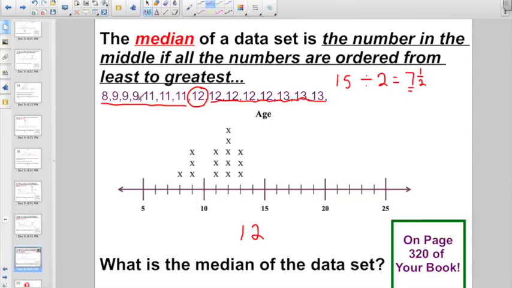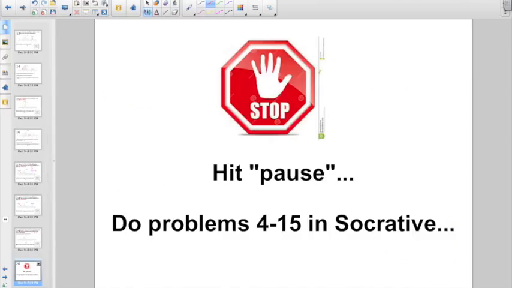You have to list out the numbers in order from least to greatest and find the number in the middle. And it's pretty easy with an odd number. I'll show you what to do with those even numbers here in a moment. So right now I want you to hit pause and start doing problems 4 through 15 now in Socrative.